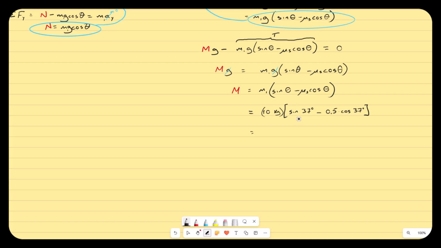Sine of 37 degrees equals 0.6. Cosine of 30 degrees equals 0.8. 0.8 times 0.5 is going to be 0.4. 0.6 minus 0.4 is 0.2 times 10. That is 2 kilograms. There is my mass.